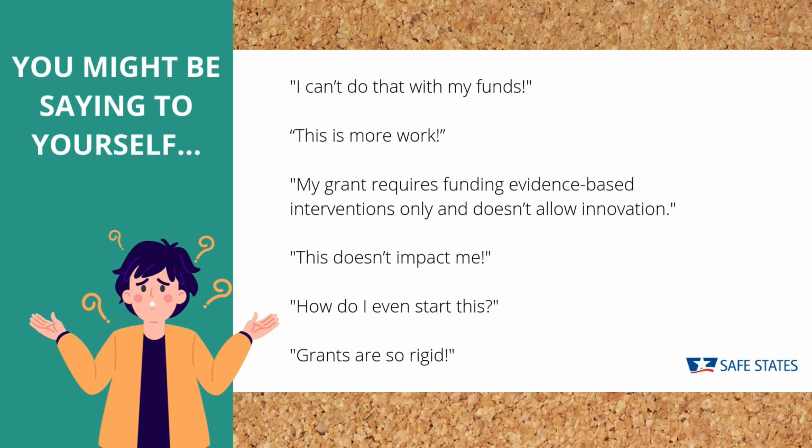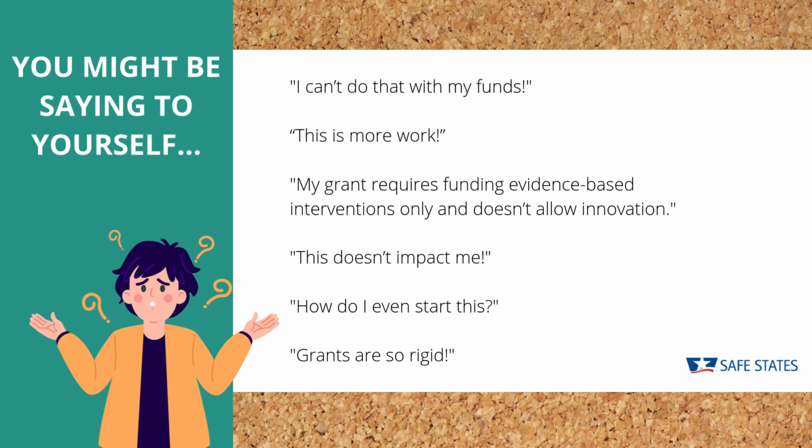My grant requires funding evidence-based interventions only, and doesn't allow innovation. The interventions will still be there, but the way we fund and talk about their impact will look different. This doesn't impact me. This type of approach involves the whole team. If you work in administration, ensure the inclusion of braiding, layering, and allocation language. If you work in surveillance, help find the data that builds support for the vision and goals. If you are programmatic, be on the lookout for commonalities and shared upstream links between your programs and others.